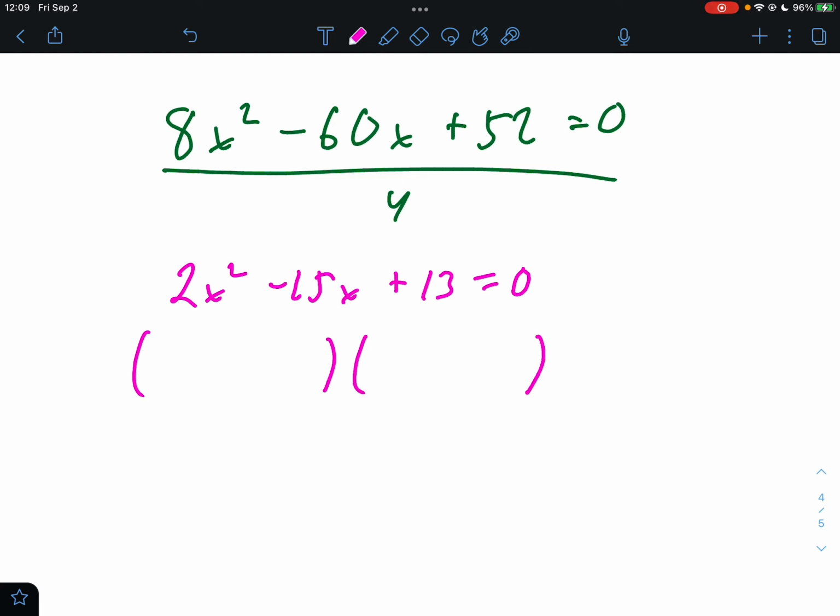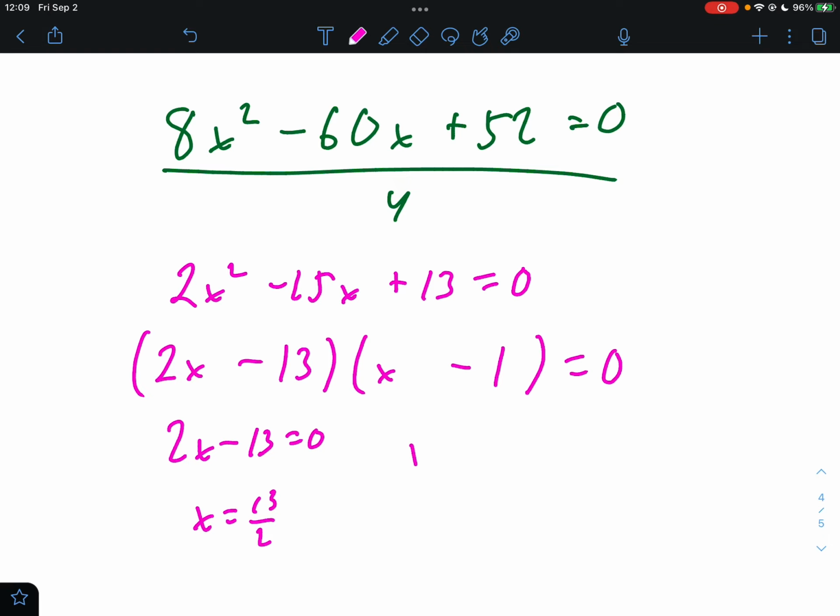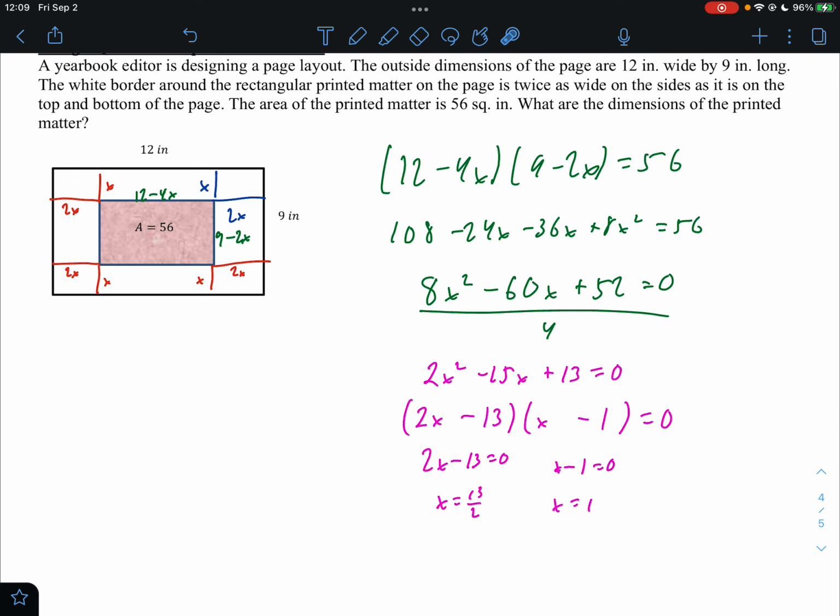Now if we try to factor this, it's going to be 2x and x, and it's got to be 13 and 1, and these got to both be negative. So either x is going to be 13 over 2, or x is going to be 1. Let's take a look. If x is 13 over 2, which is 6.5, could this be 6.5 and this be 6.5? It could not, because that would be 13, but this whole side is only 9. So this answer of 13 over 2 is out. Could x be 1? Sure it could. 1, 1, and 2, 2. It could definitely work. So x must be 1.